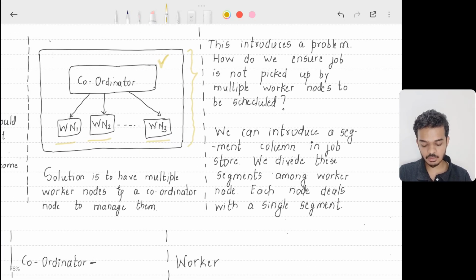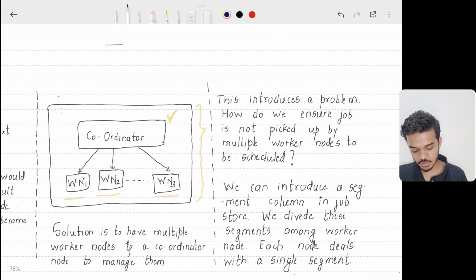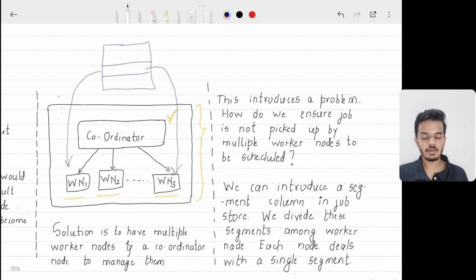With this kind of system there is a problem. How will we ensure that the job is picked by a single worker node and it is not being picked by multiple worker nodes? We have a job store, which we discussed earlier. How do we ensure that the same job is not being picked by multiple worker nodes? To ensure this, we'll introduce one more column in our job store. We'll name it segment.